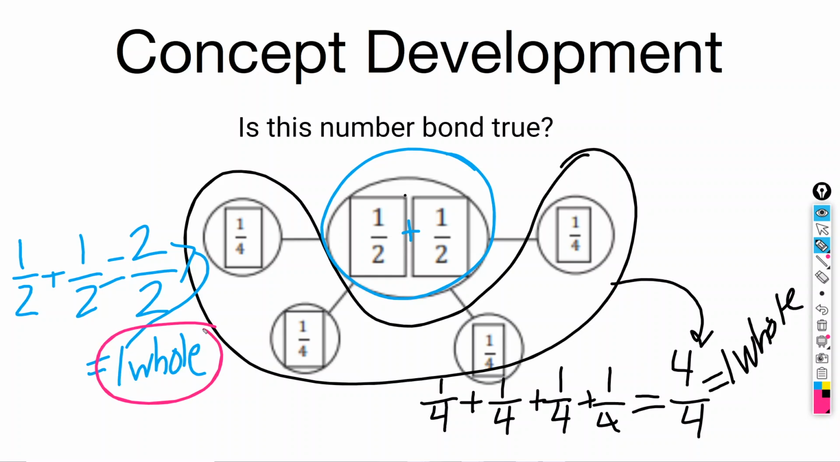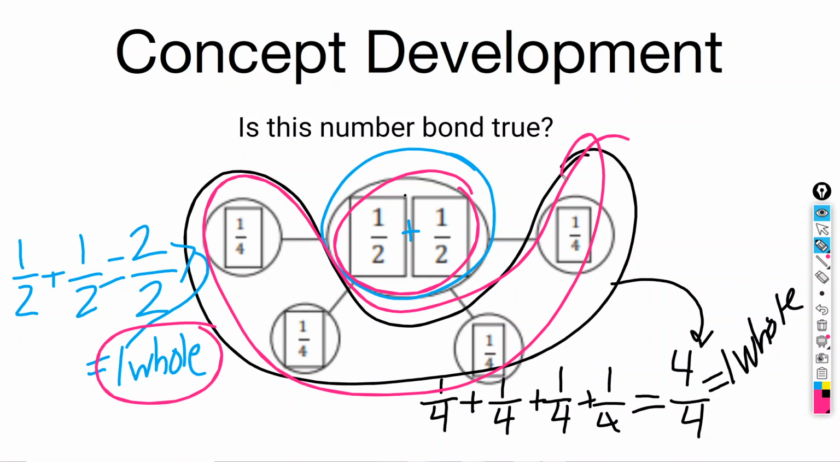So this equals 1 whole, and this equals 1 whole. So if both of the parts of the number bond equal 1 whole, is this number bond true? And the answer would be yes, because the big part is the same as all of its pieces. So because they are equal, they are the same, this number bond is true.